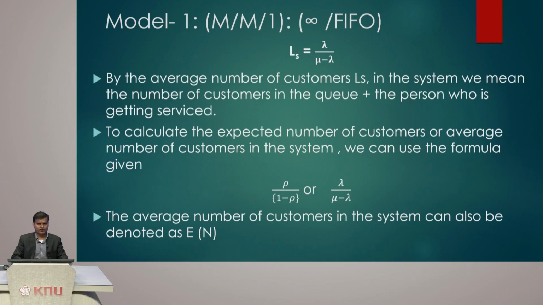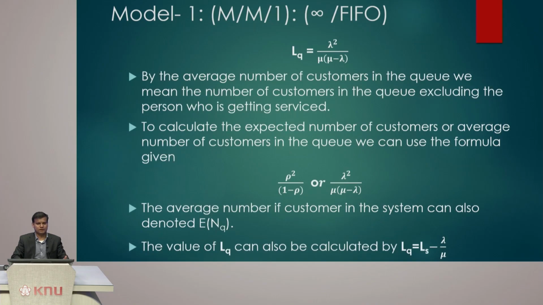By the average number of customers in the system, we mean the number of customers in the queue plus the person who is getting serviced. LQ is the average number of customers in the queue, so here we mean the number of customers in the queue excluding the person who is getting serviced. So LQ equals lambda squared by mu times (mu minus lambda), and it can also be calculated as LS minus lambda by mu.